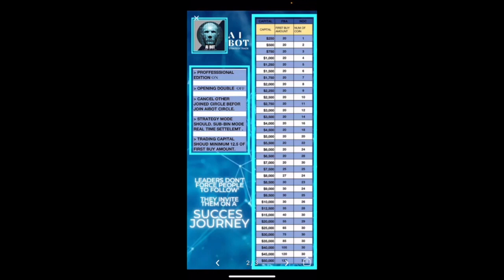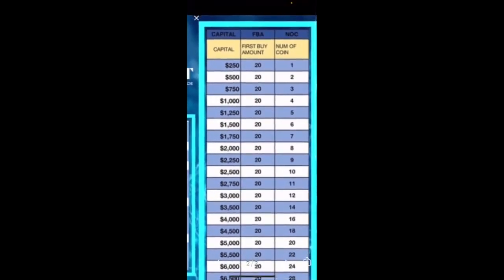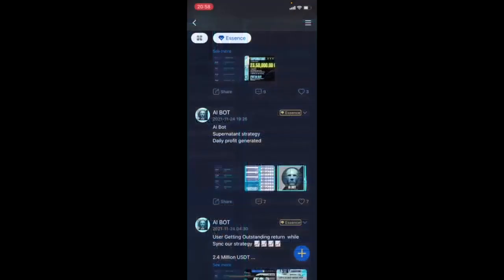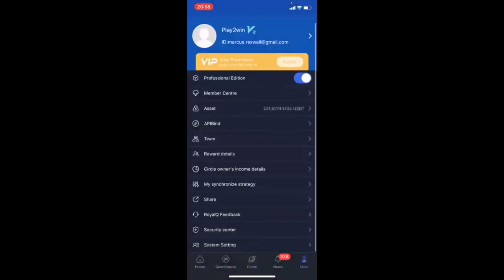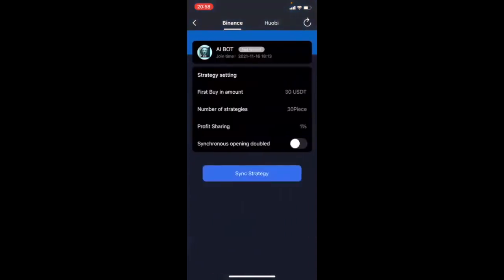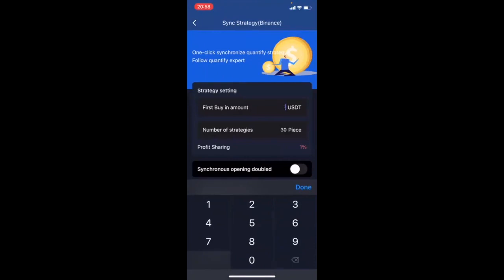So when we copy his strategy, we just need to put in the first buy amount and the number of coins. So say you're starting with $1,000, right? Your first buy-in amount should be 20, and the number of coins you trade with should be 4. And boom, you put that in the sync, and you are ready to go, right? You'll find it here as well. My synchronized strategy, right? So sync strategy, you can just put in whatever you want, 20, and then 4, right?